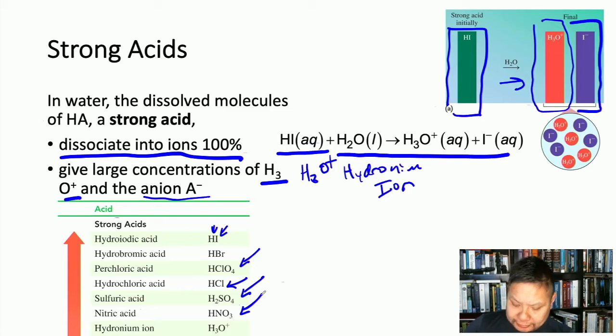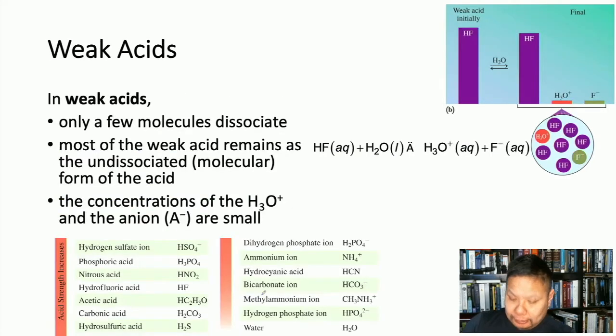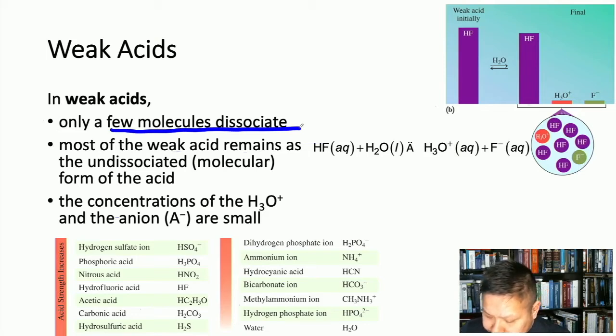The next ones are the weak acids. Weak acids are ones in which only a few of the molecules actually dissociate. You don't go anywhere near the 100% that the strong acids do. Most of it remains as the molecule. For example, hydrofluoric acid here, combining with water, and that should be an arrow.